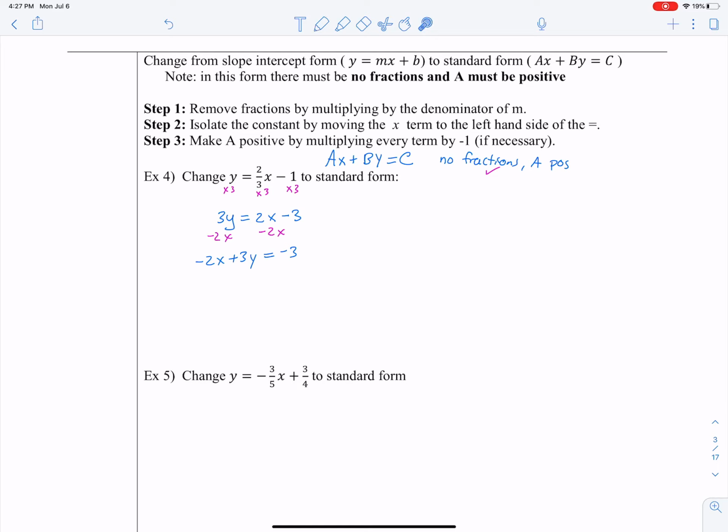So now we have our x first, then we have our y next, and then the equals, and then we have a whole number by itself with no letter. So that's good, it's in the right form. We have no fractions, but our a must be positive. Here, our a has a negative.